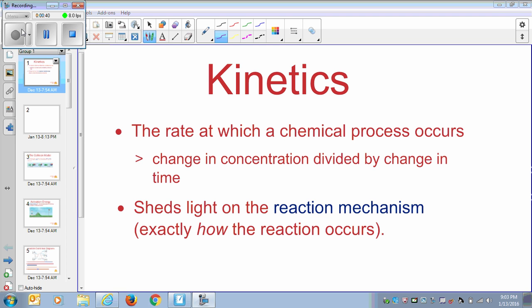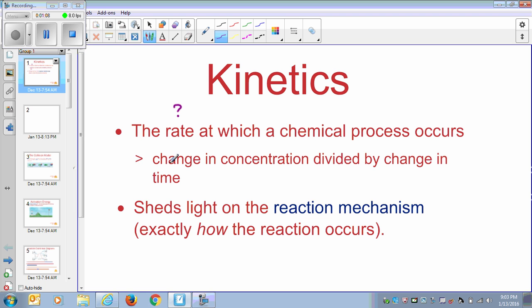We talked about the heat or energy changes that happen during a chemical reaction, like whether heat is absorbed or gained, bond dissociation energy, bond enthalpies. But in this unit, we will be talking about the speed at which a reaction takes place. So the study of the rate of chemical reaction is called chemical kinetics, defined as the rate at which a chemical process occurs. And how do we calculate that rate?